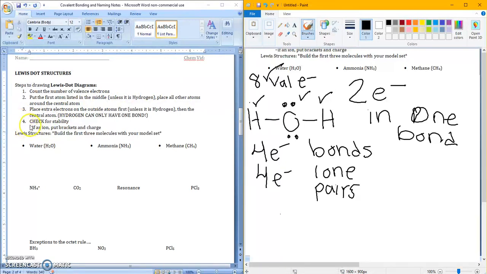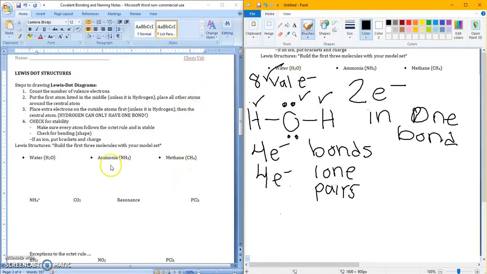So number 4, we want to check for stability, which includes making sure every atom follows the octet rule and is stable, and then check for what we call bending or shape. So the first one is what we just did. I made sure that every atom in my molecule has a full octet, so therefore it's stable. Now I need to check for what we call bending, or if it's going to have a different shape.